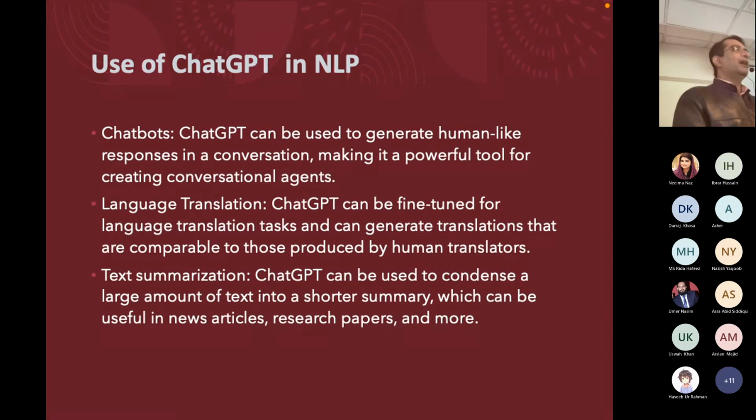So I have written, I am an old poet as well. I tried to do some poetry.